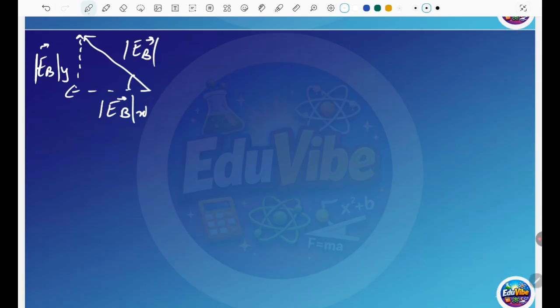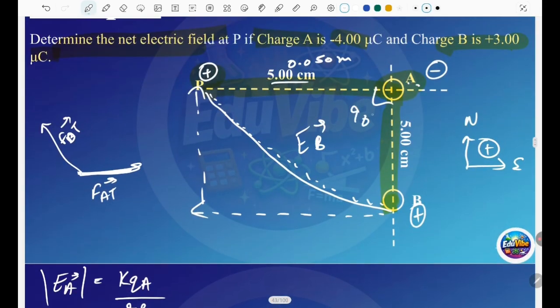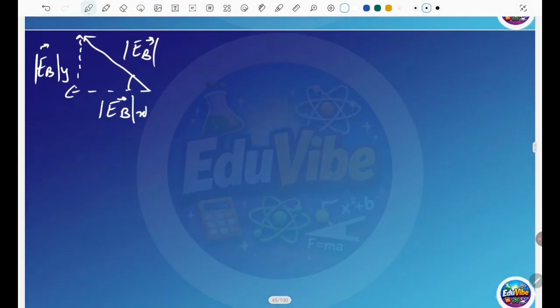Now what's the right angle? So you have to find that angle. You all know that this is a right angle. If this is 90 degrees, and you break it down, it's 45 degrees and 45 degrees. Make sure the sum of this is 180.